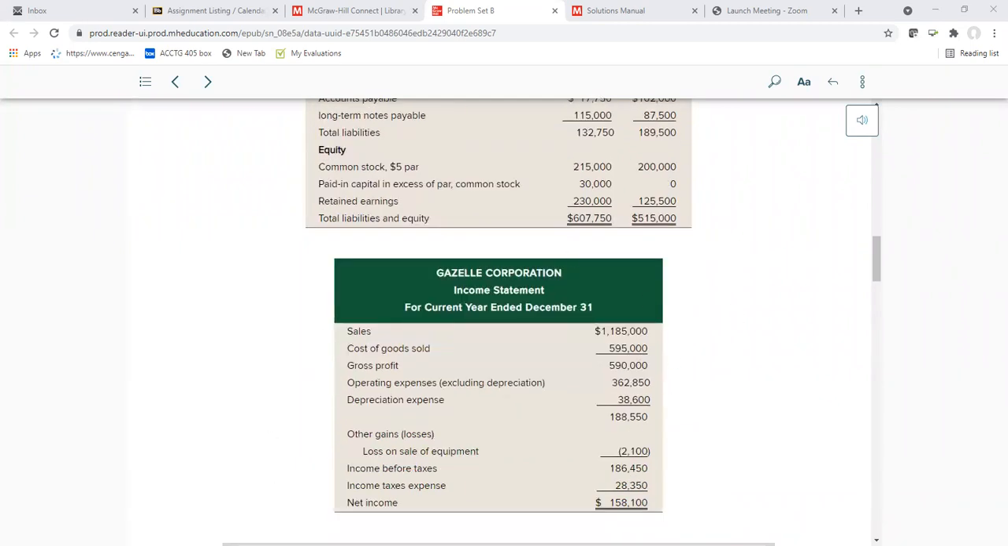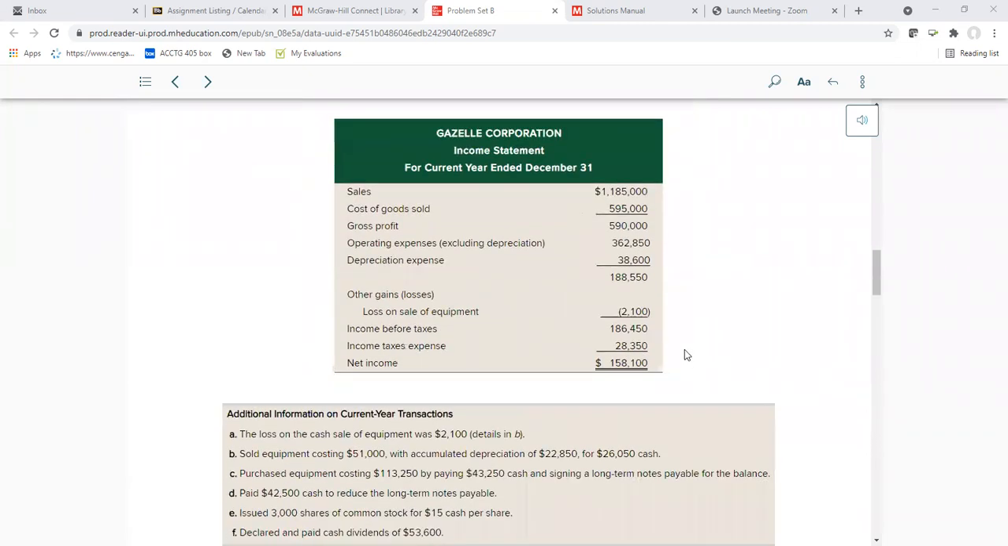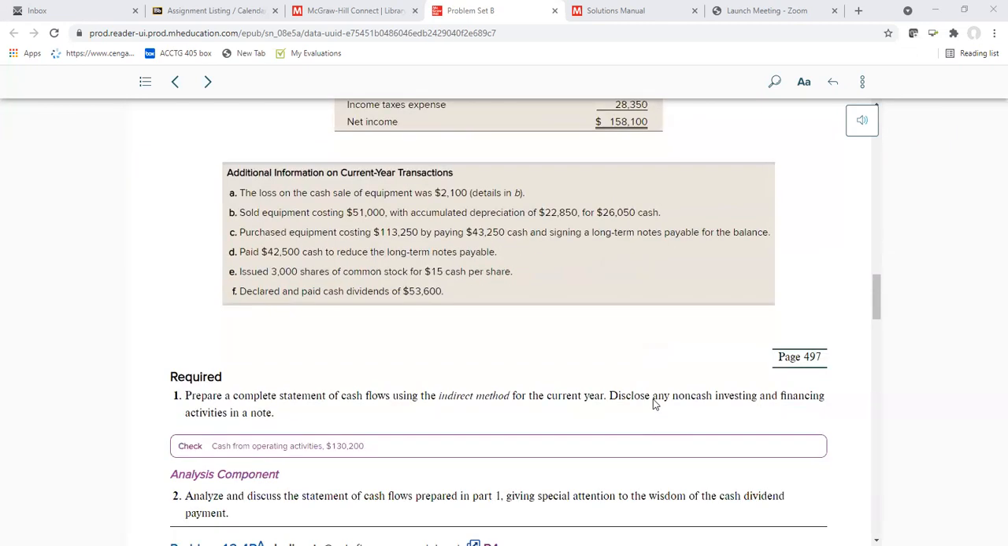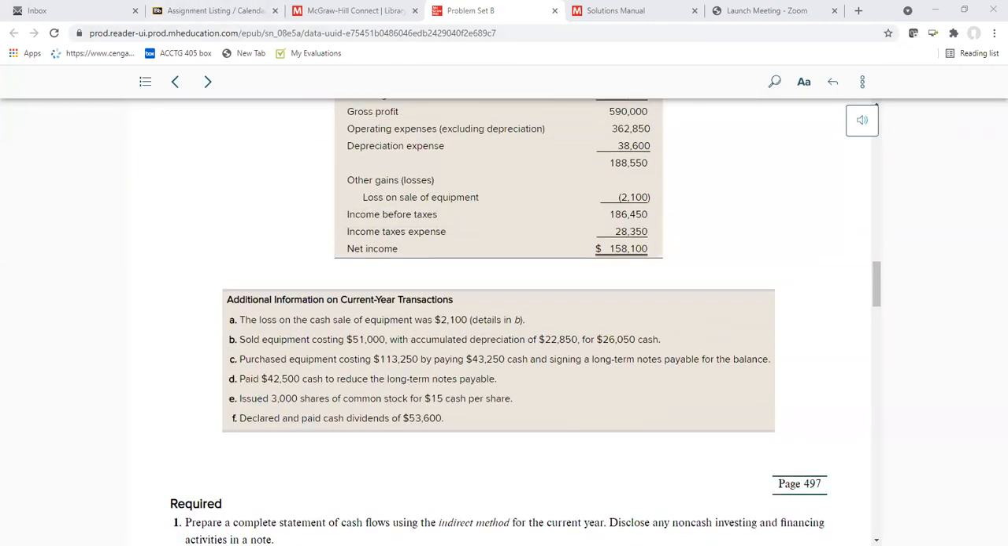Then we have the income statement, which we know is important to have for our statement of cash flow. And then they give us some additional information that we have to keep in mind as we're going through our answer. So I'm going to stop sharing this and go ahead over.